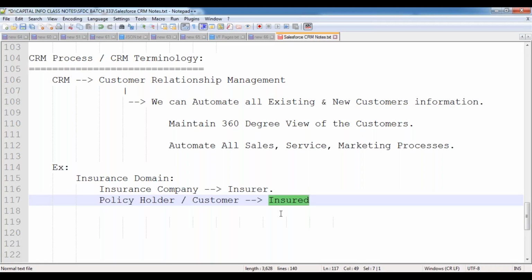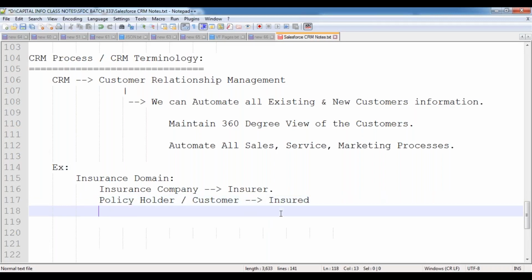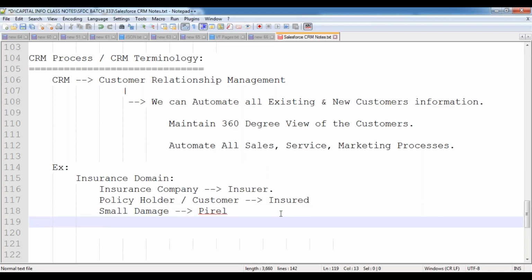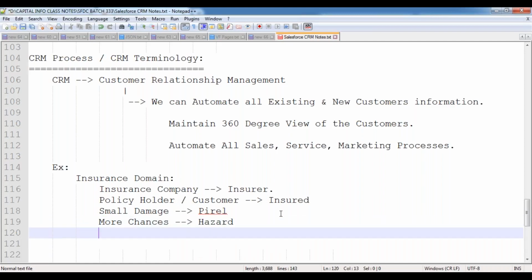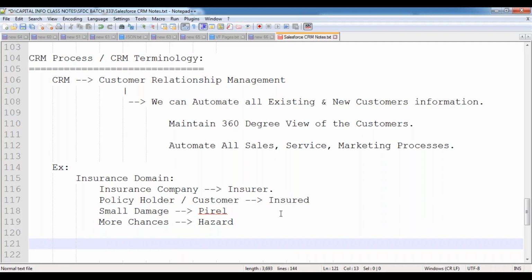Whenever you meet with some accidents or losses, if that particular damage is small, then it is called a peril. Now, whenever there are high chances, that means more chances of damages, then that is called a hazard. Different terminologies are available. Hazard means there are more chances to get some damages.